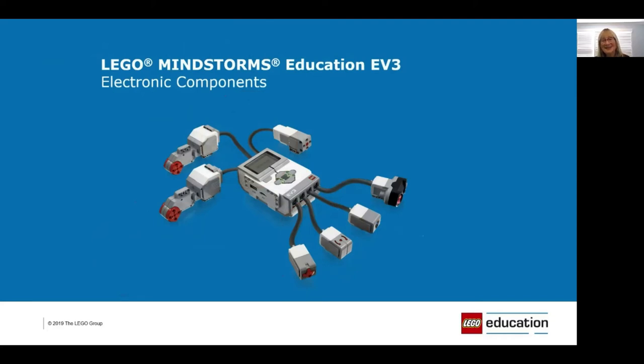So from the hardware, we move on to the electronic components. Now, you'll see the main EV3 brick there in the center. I'm going to come back to that in a minute. So looking at the touch sensor first, that can detect whether it's pressed or released or whether it's been bumped.